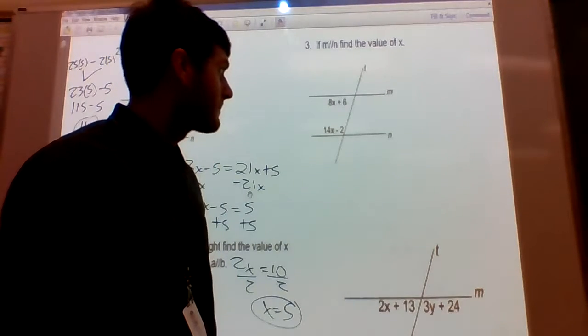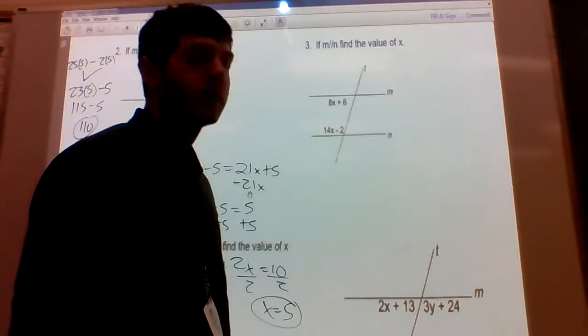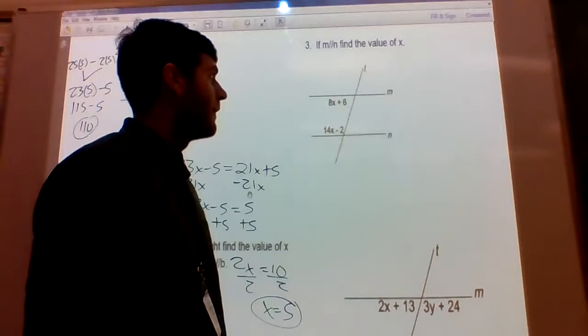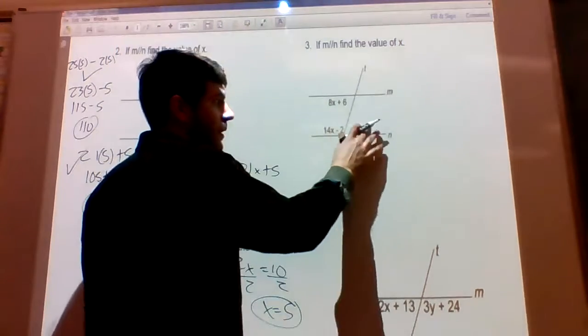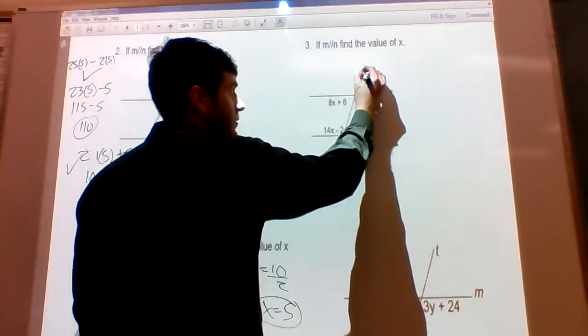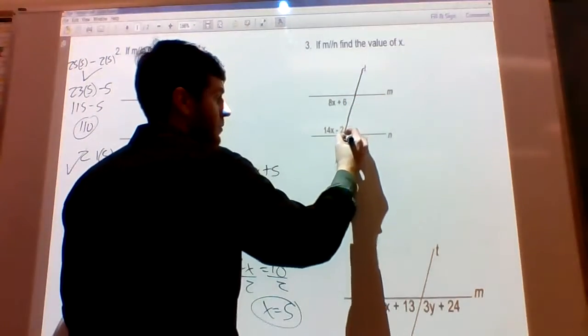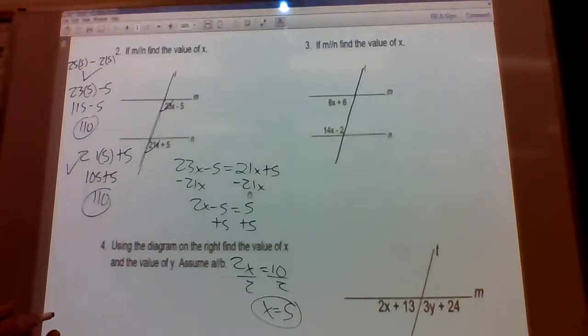Number 3. Okay, are they at the same intersection point? No. So not vertical, not linear pairs. They're at different intersections. Are they on the same side of the transversal or opposite sides? Well, they're on the same side of the transversal. Here's our transversal. It's easier when it's going this way and I can see what I'm tracing.